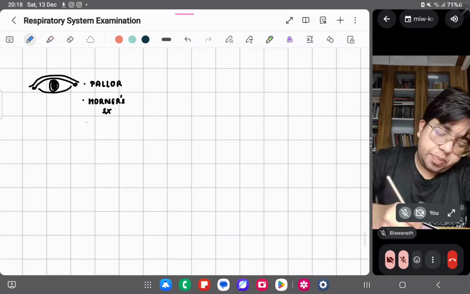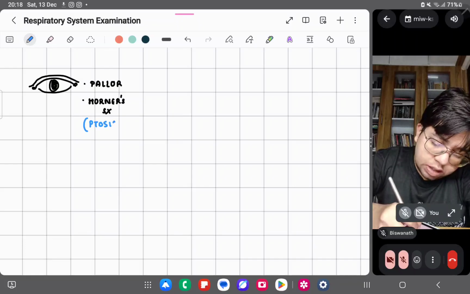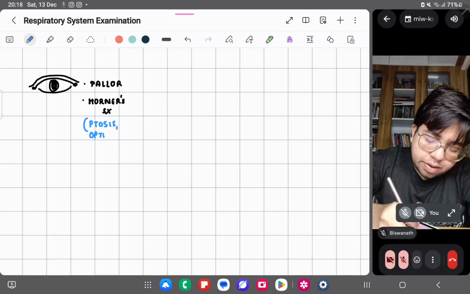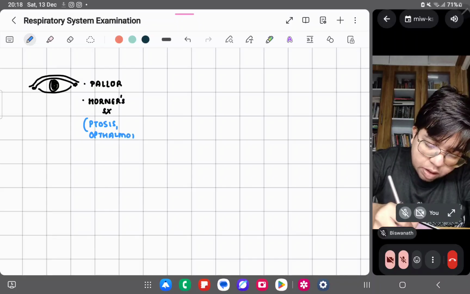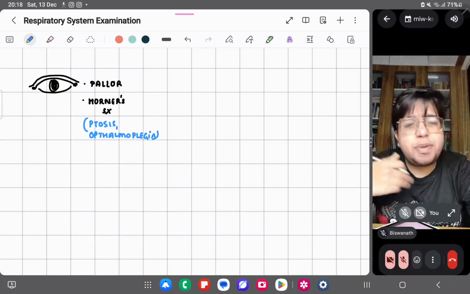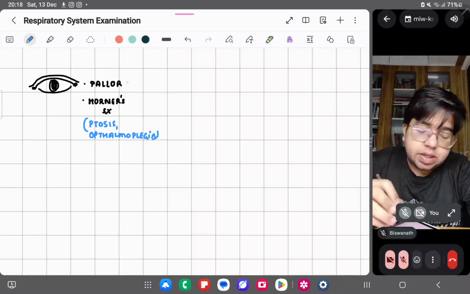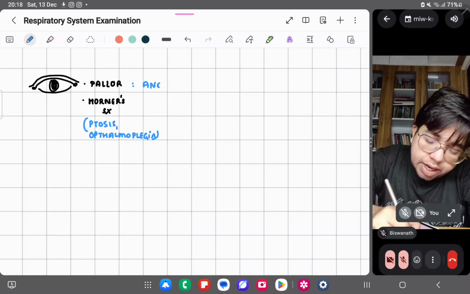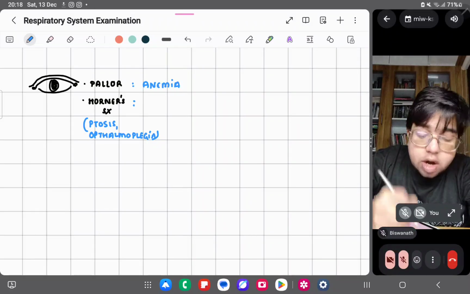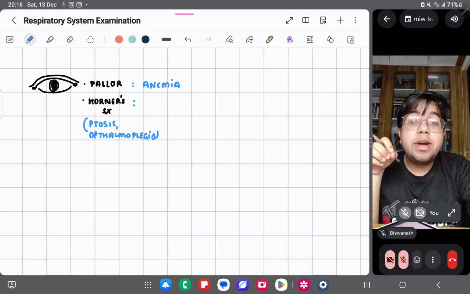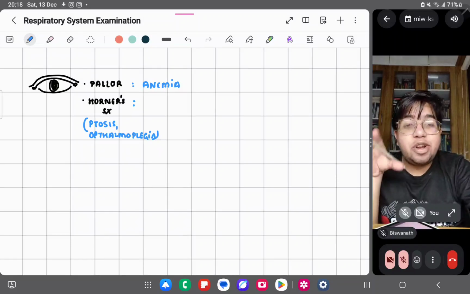Yes, there is a ptosis, there is an ophthalmoplegia, whatever findings are there, right? Ophthalmology people will talk a lot about that. I am concerned about the respiratory system. If there is pallor, it will indicate anemia. If there is Horner syndrome, it will indicate a very special tumor in the lung.